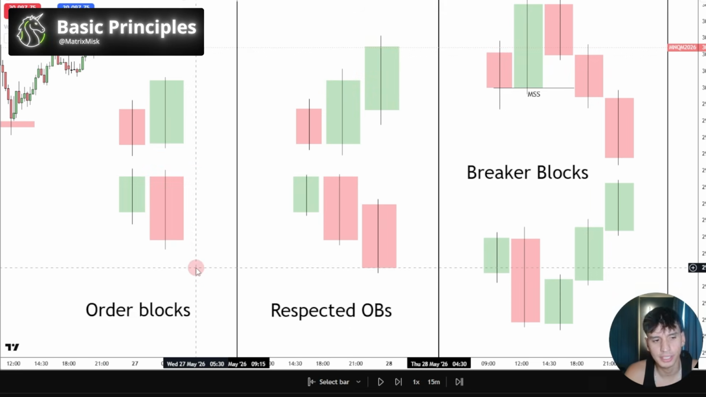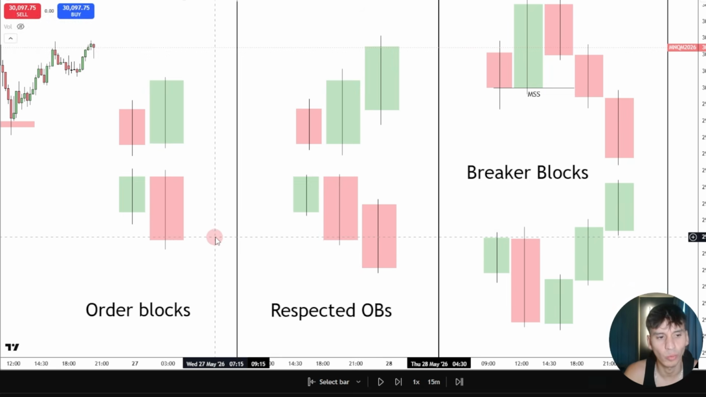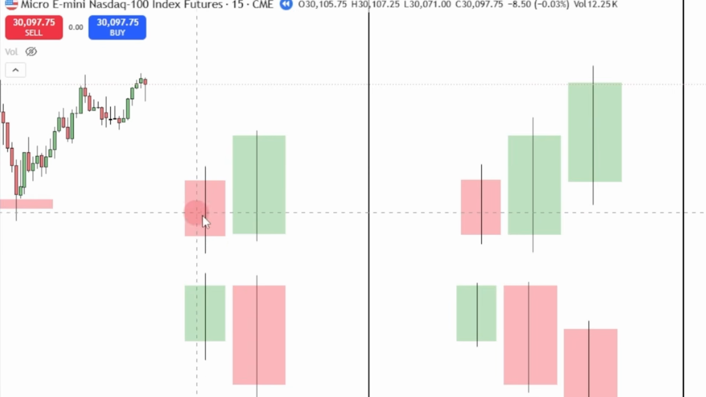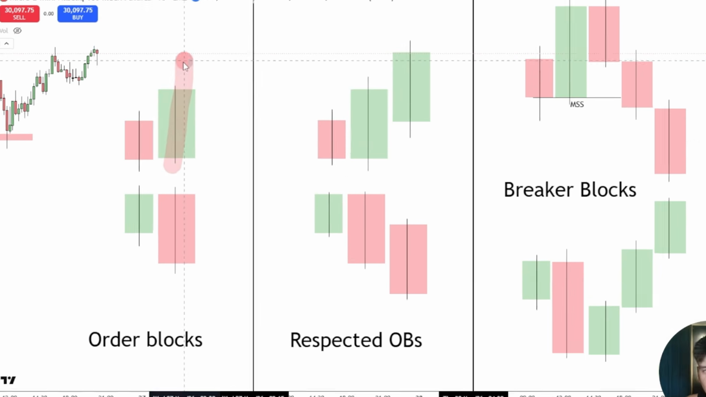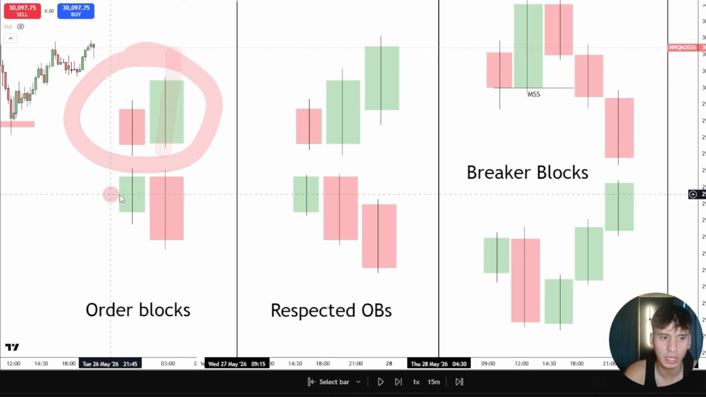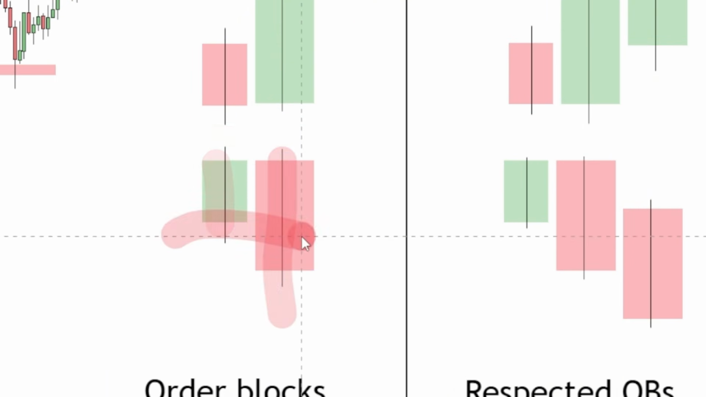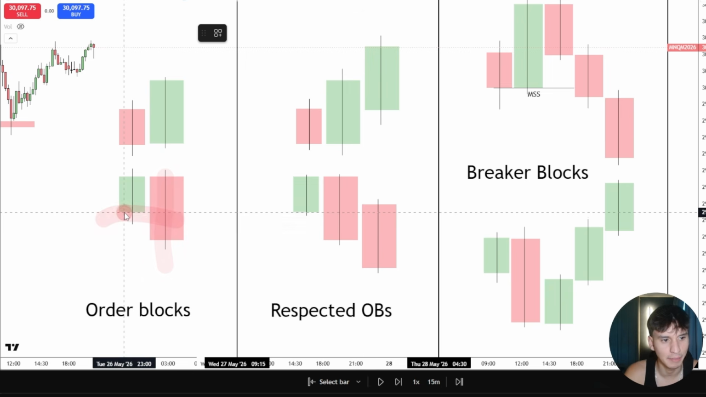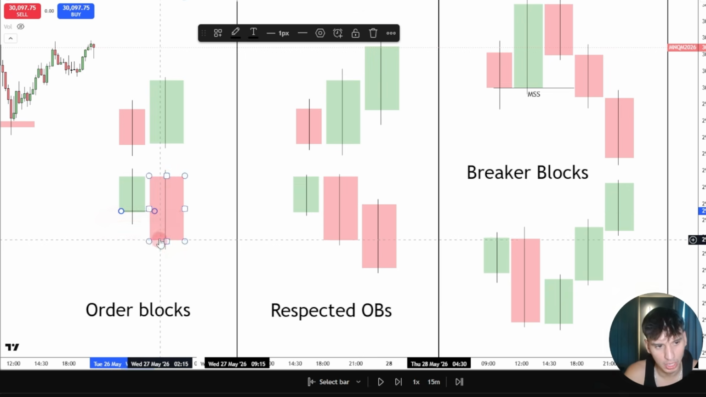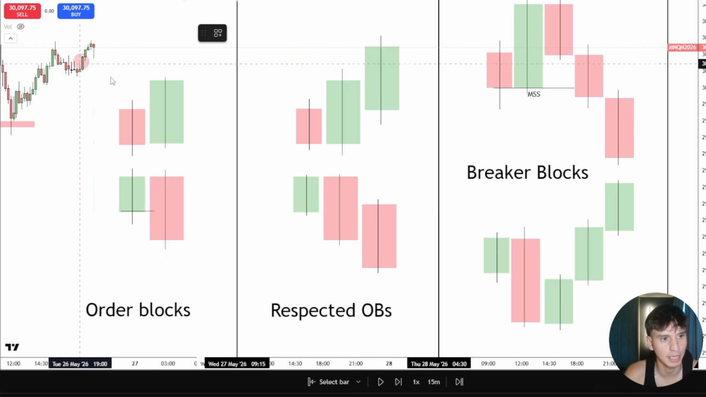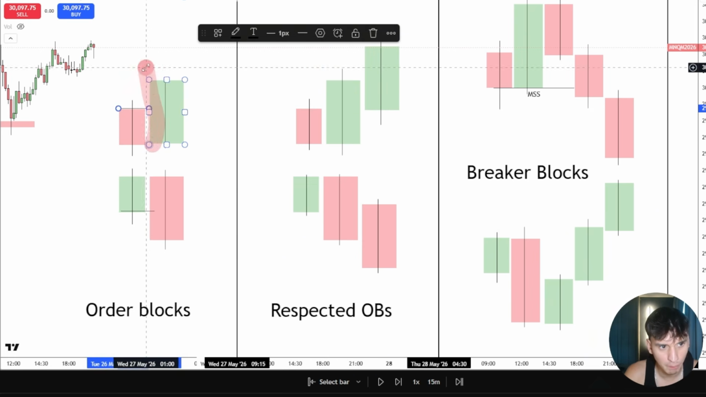Alright, boys, to understand the unicorn, you need to understand what order blocks are. Essentially, an order block is a bearish candle engulfed by a bullish candle. This is a bullish order block. And then we have a bullish candle that is engulfed by a bearish candle. What do I mean by engulfed? I mean that the body closes below the previous candle. Same case in the bullish example: a bearish candle prints, and then we have a bullish candle that closes above the bearish candle.